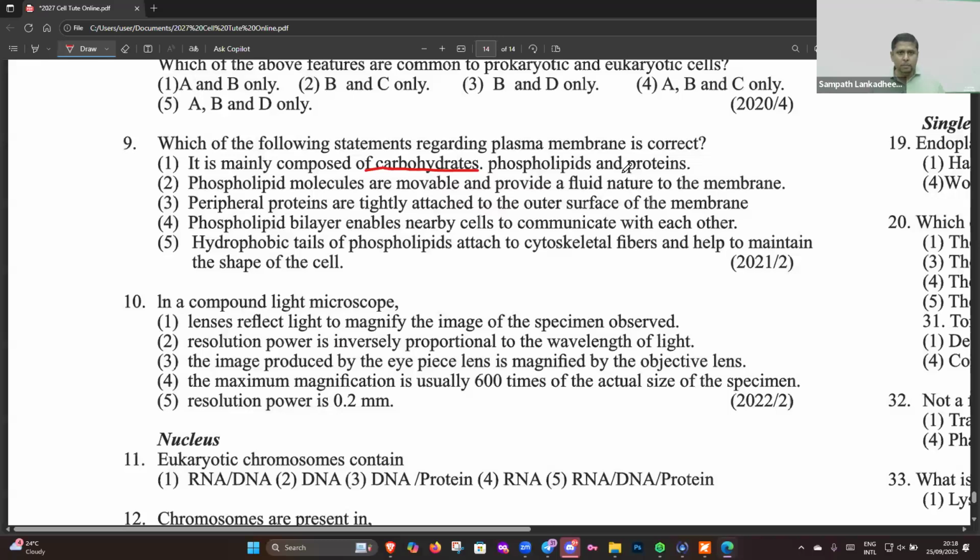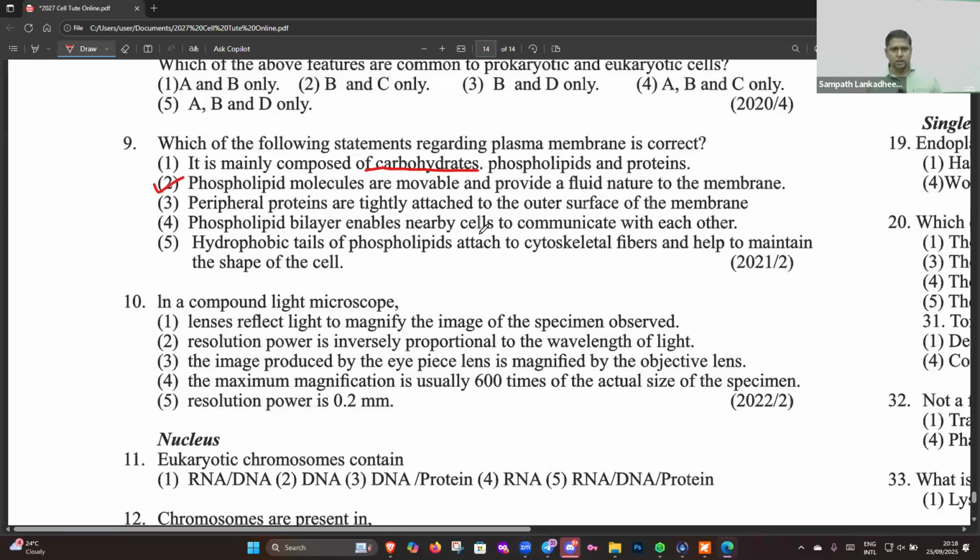Second one: phospholipid molecules are movable and provide fluid nature to the membrane. People, send your chats to the main chat line, okay? We should start from the 10th one. Hurry, come on. So, phospholipid molecules are movable and provide fluid nature to the membrane. That is correct. So, second is correct.